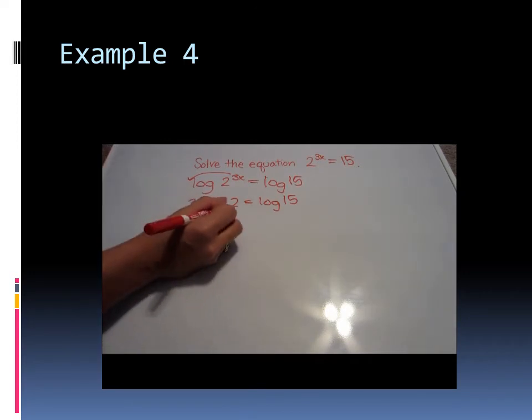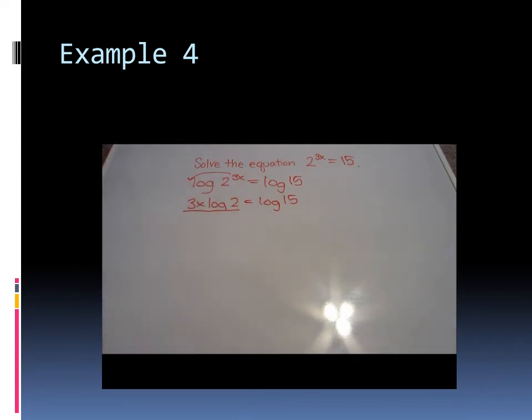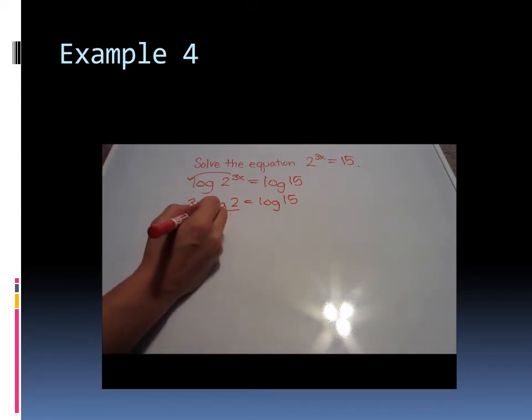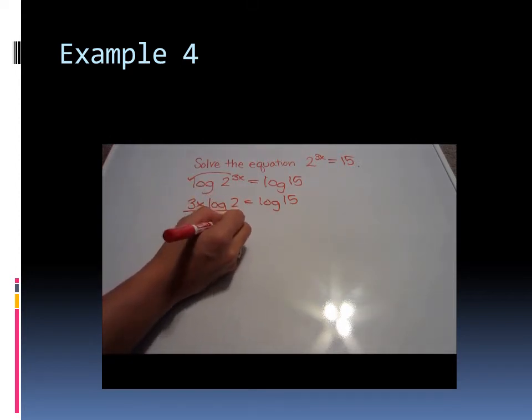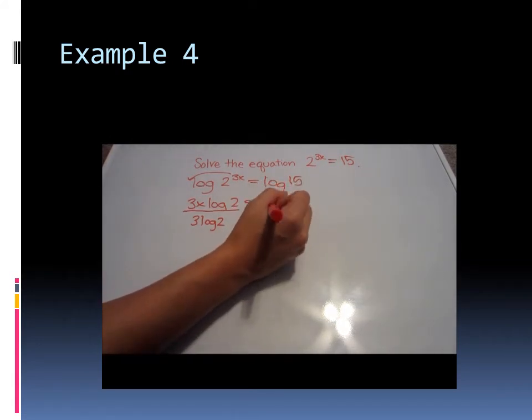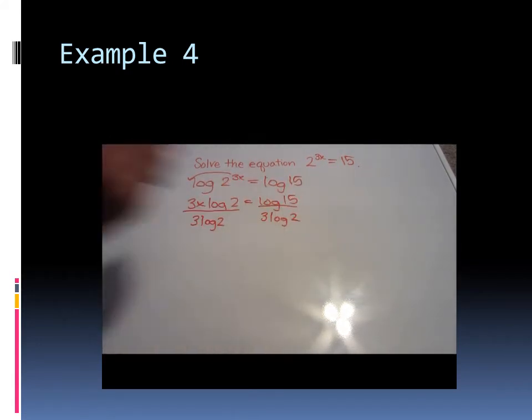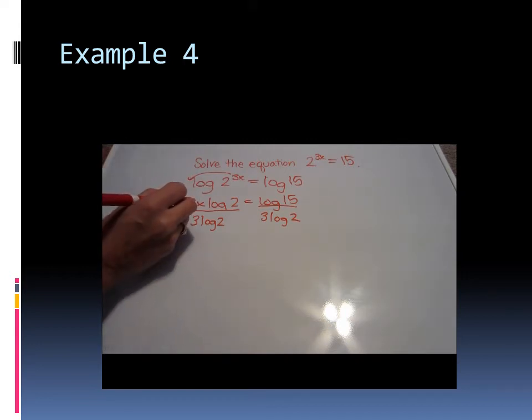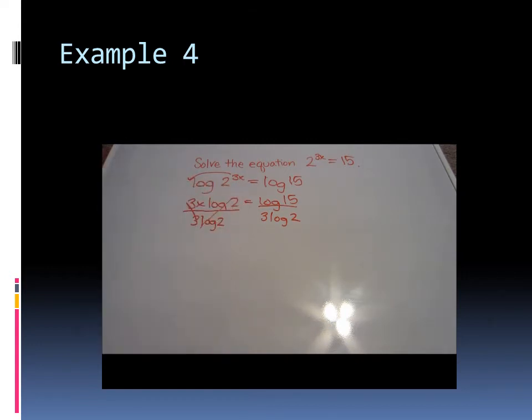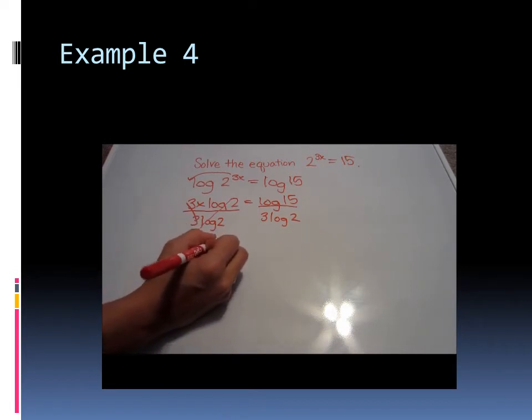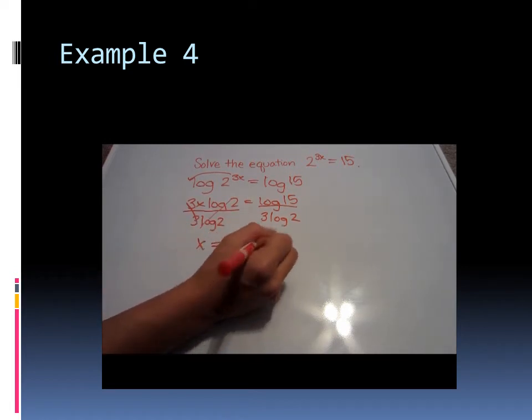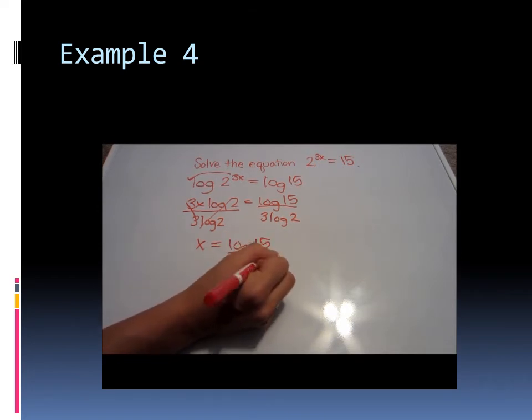Divide both sides, and here I can do one step together. We can divide 3 and log of 2 at the same time. We could do them as separate steps, but we can do them as one to make it just a little bit shorter. So we can cancel the 3 and the log of 2 to get x equal to log of 15 over 3 log of 2.